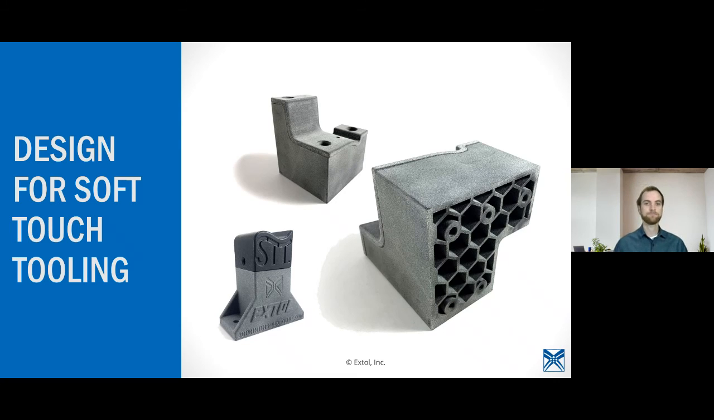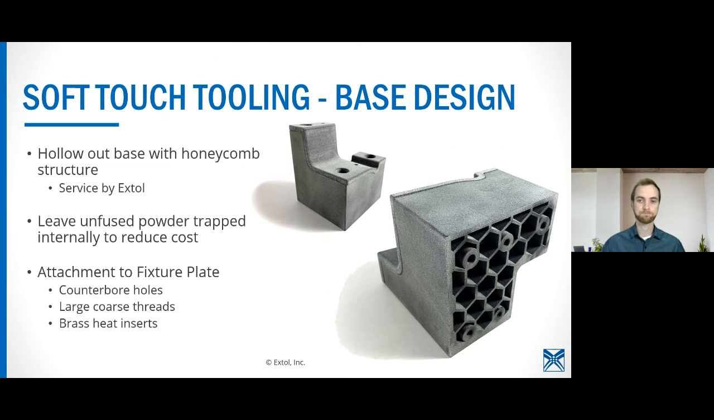So you may be saying, that's great, but what do I need to consider when designing for soft touch tooling? So let's take a look at that a little bit deeper. The base design could be 3D printed, so it's PA12 in this case, printed on the HP printer. You could choose to use a CNC'd aluminum base plate or contour like this. But in terms of printing, it's best to hollow out the base with a honeycomb structure, and this is a service that Extol provides.